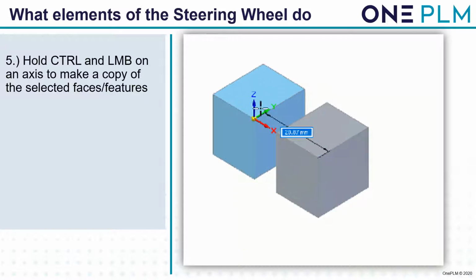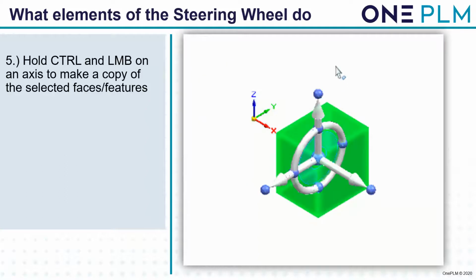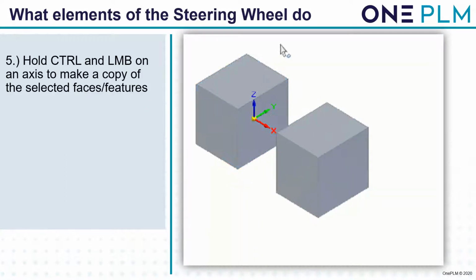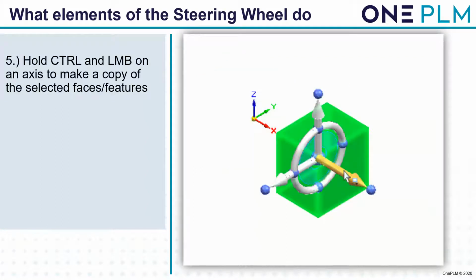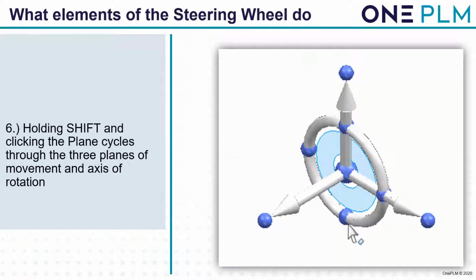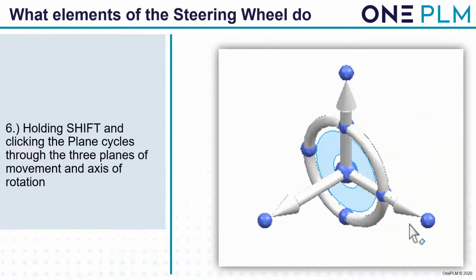We can also use the control button when we're moving a feature to create a copy of that item. So control and left mouse button on an axis to make a copy of the selected faces or features on that part. If we're creating a cut, it will just copy the cut faces and add that cut into the additional part.